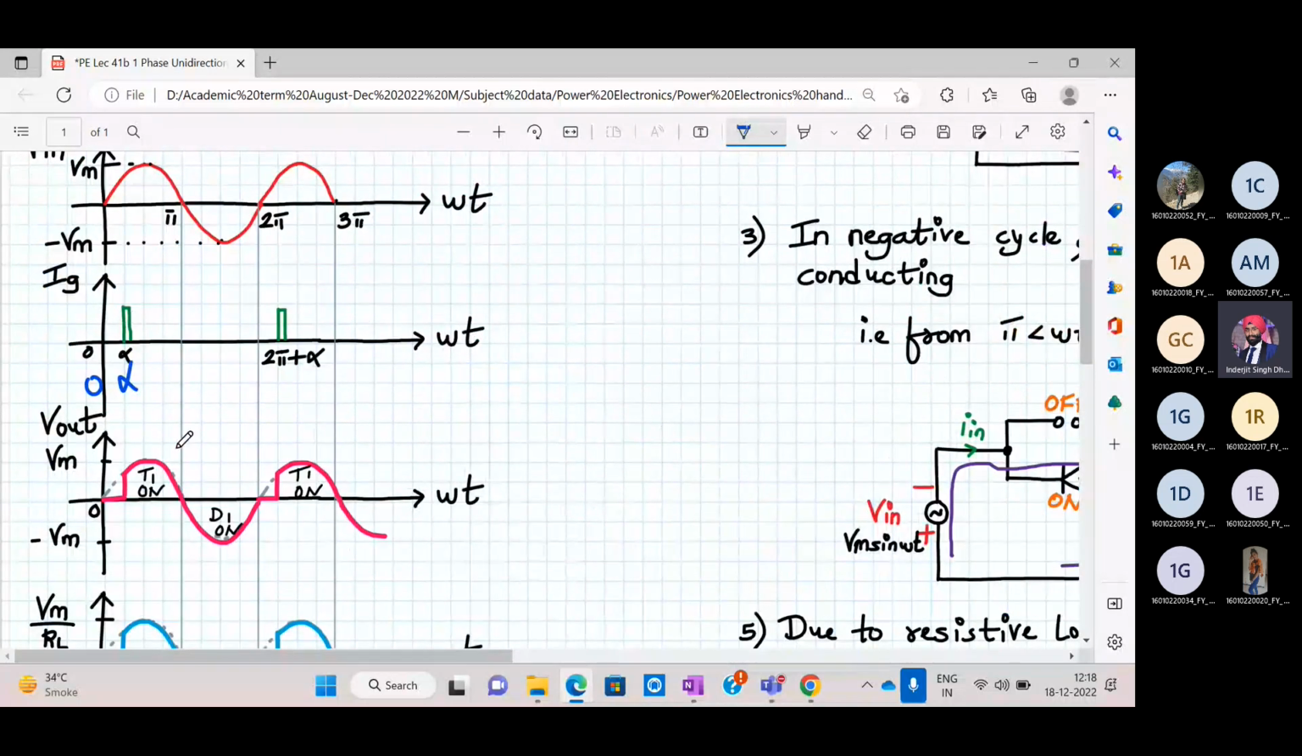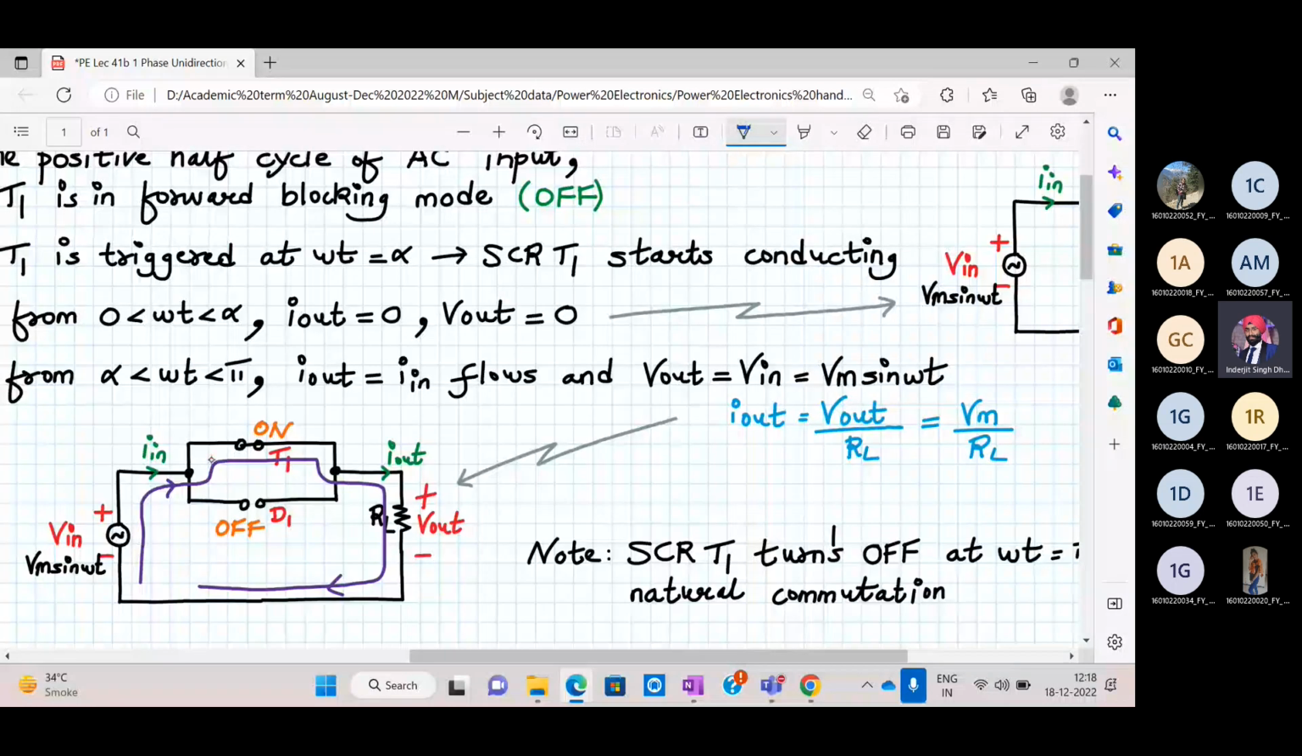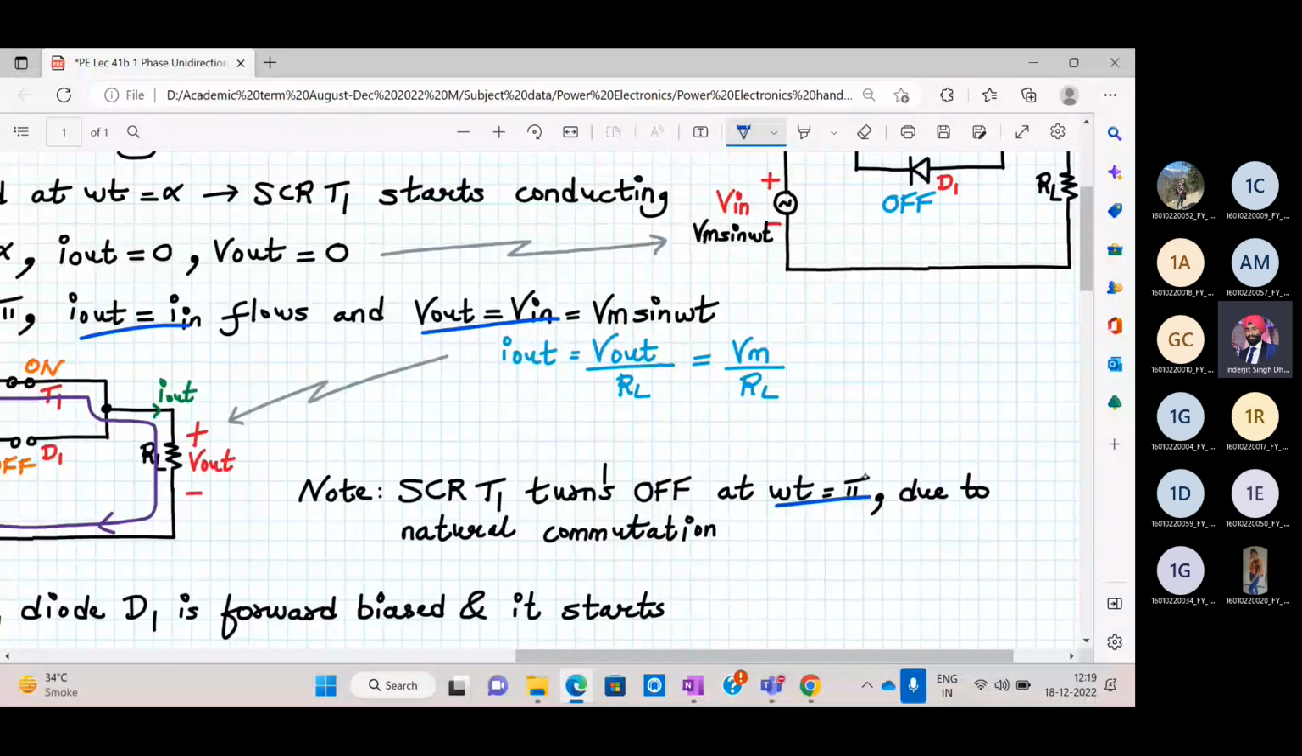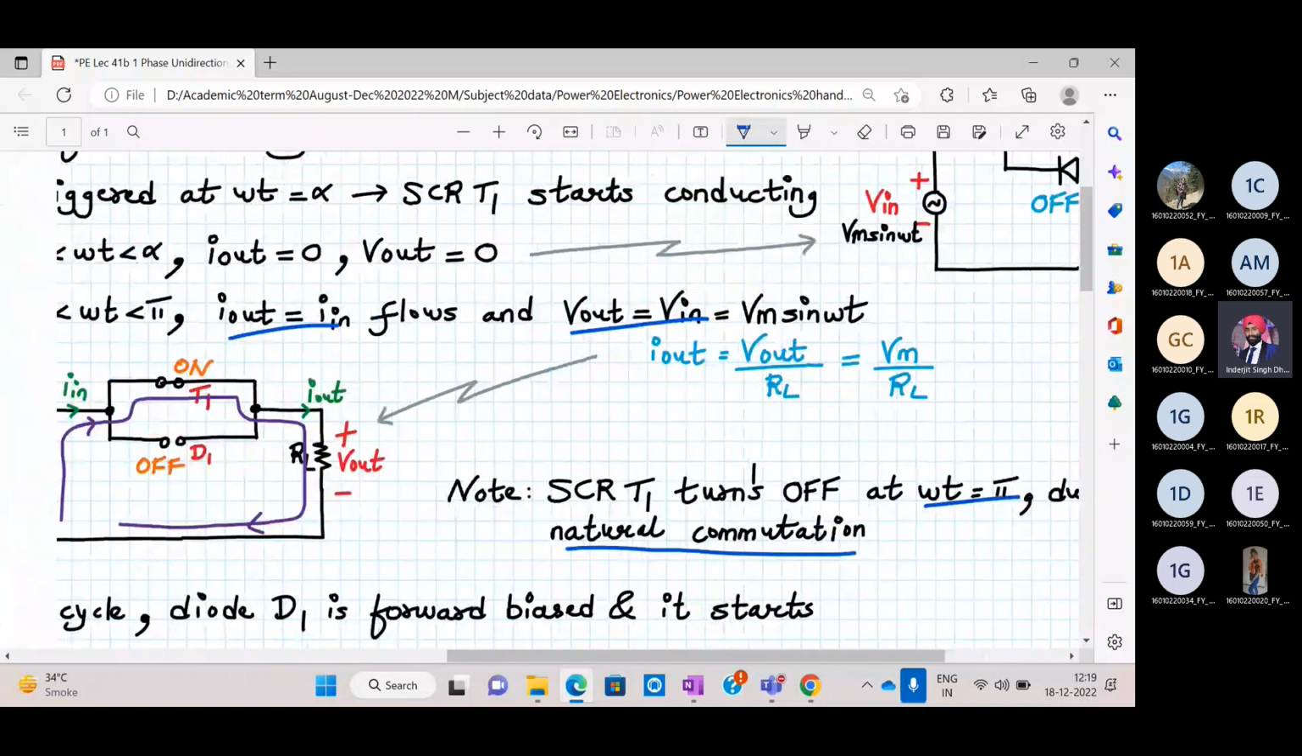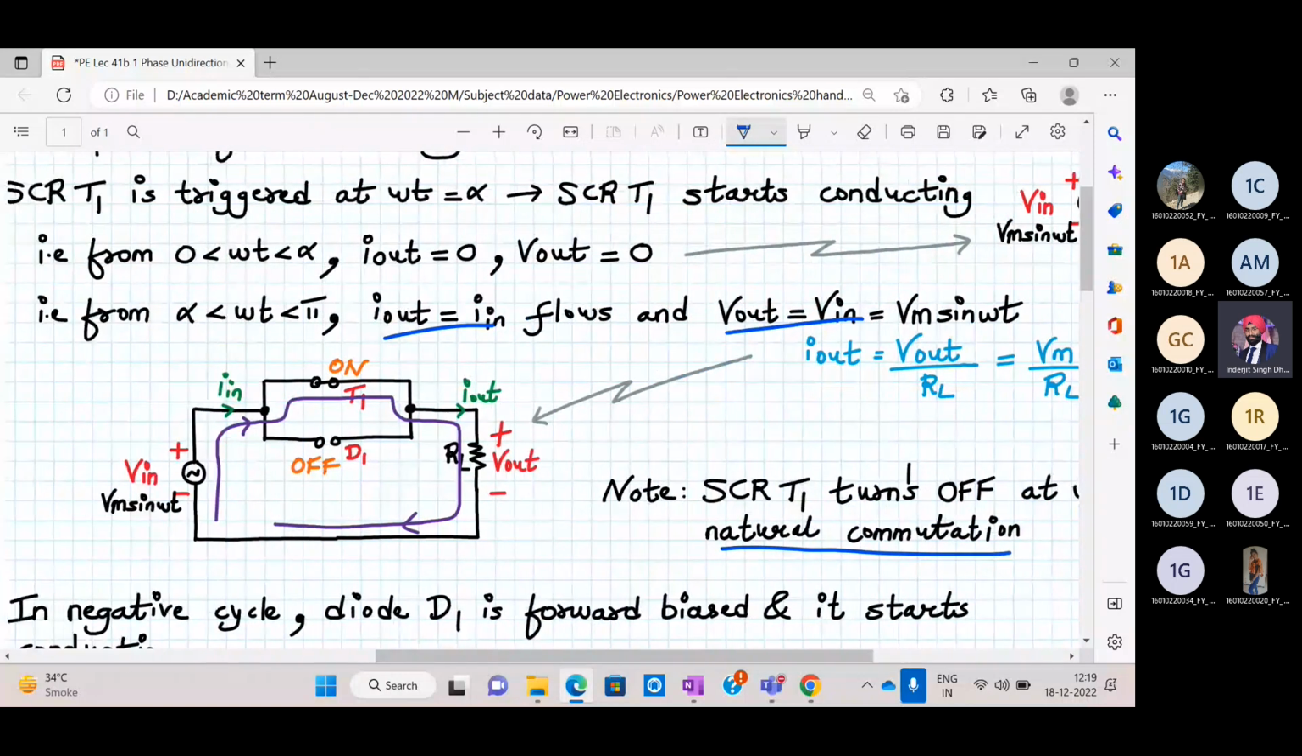As soon as T1 turns on, the picture looks like this. So your input source is getting connected to the load via T1 SCR. All right. So here I out is equal to I in, output load current is equal to input current. SCR T1 turns off at omega t equal to pi due to natural commutation because its voltage is going negative. All right. As soon as T1 becomes reverse biased, it turns off.